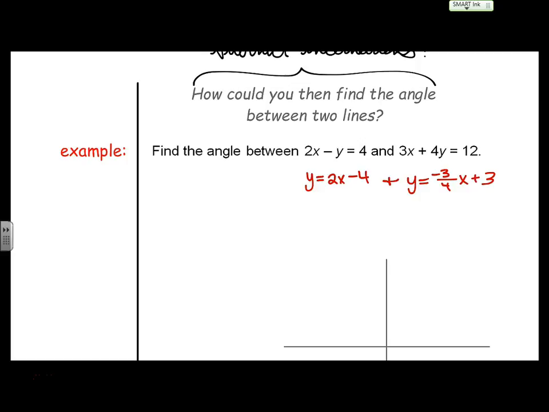How's it look? Maybe I should show. So we have line number 1, we have line number 2. I'm going to go ahead and color code just for the sake of simplicity. Let's make one of them blue. Just have fun with it.